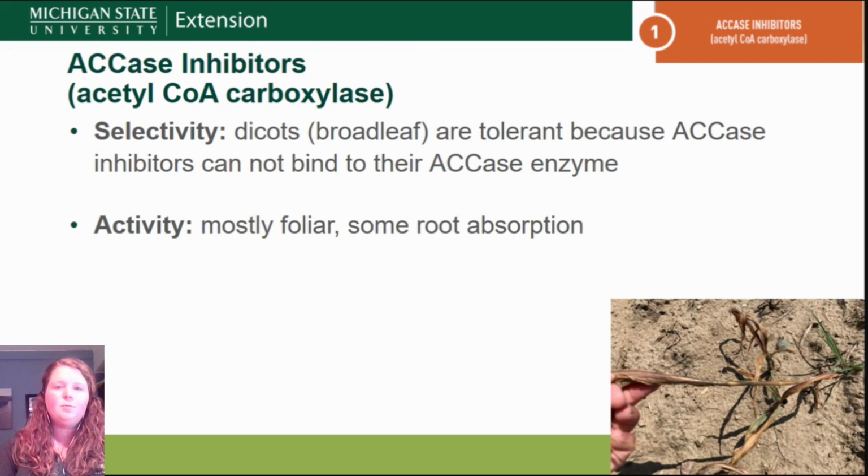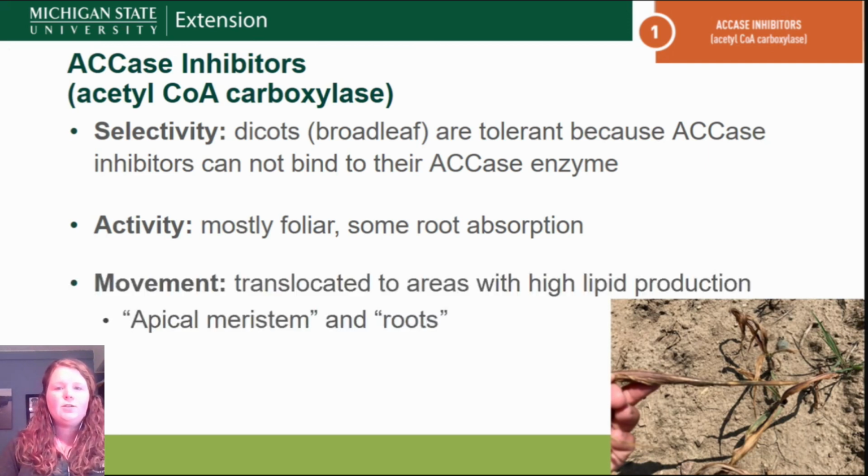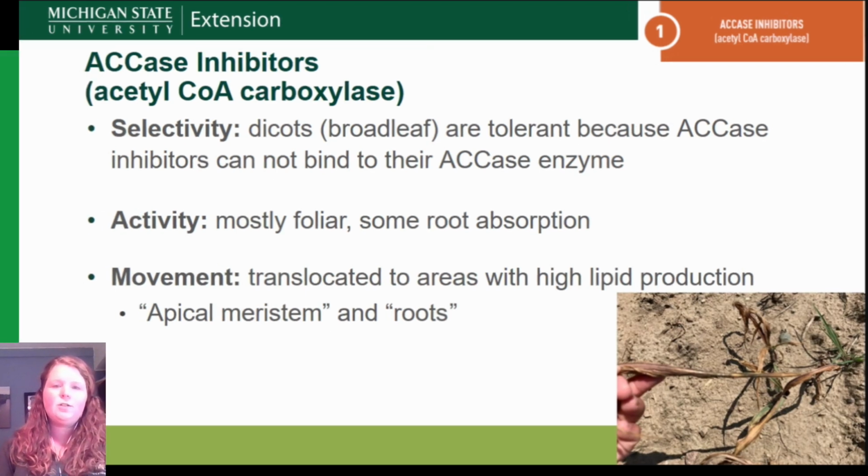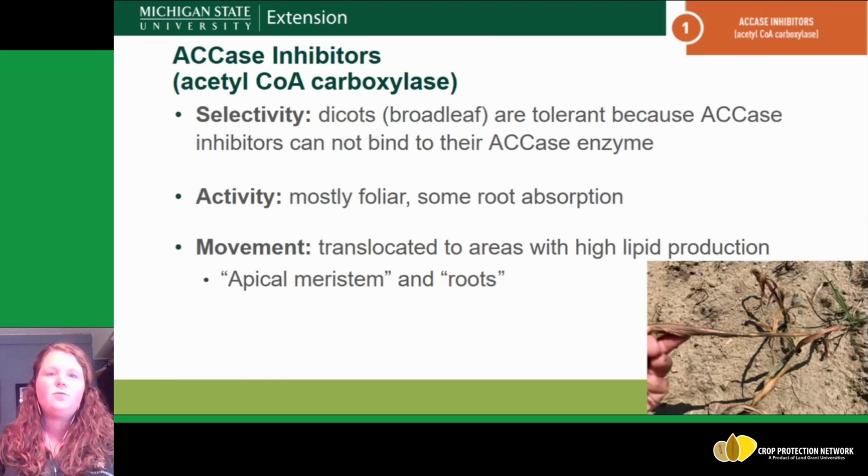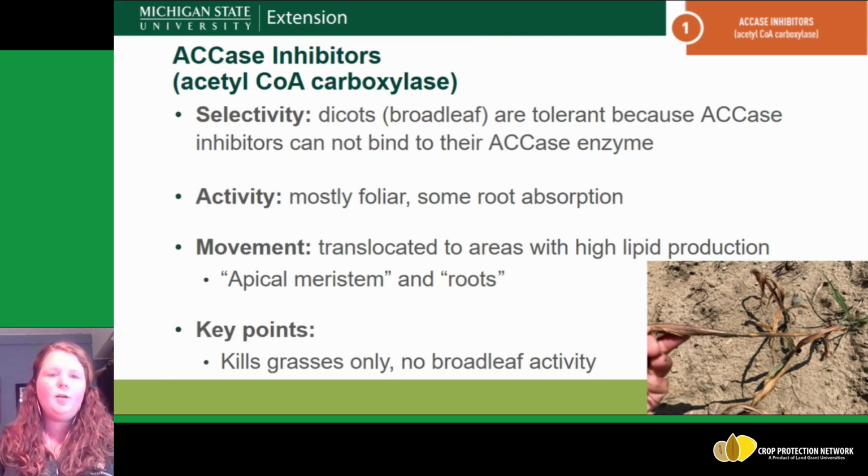Our activity is mostly foliar, so these are active when applied to the foliage of the plant. And then there is also some root absorption depending on the herbicide we're talking about. Movement: they are translocated to areas of high lipid production. So this means apical meristems or roots. You can think of the most actively growing spots of that particular plant as often where we might see this injury, because that's where this herbicide is moving to. The key point is that it only kills grasses and doesn't have any broadleaf activity. So this is a nice site of action that's fairly selective, which helps us pare down that injury.